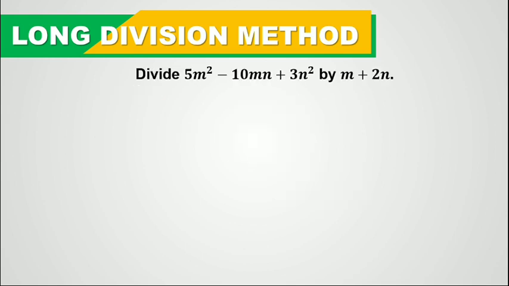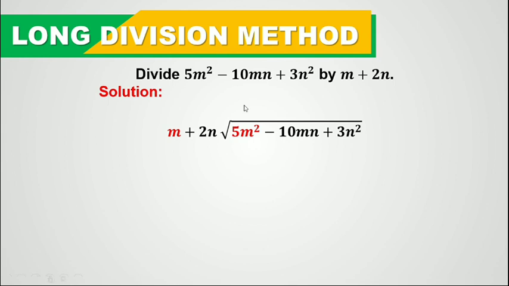Another example. Let's divide 5m squared minus 10mn plus 3n squared by m plus 2n. Again, we're going to write the dividend inside and then the divisor outside of the division symbol. Then 5m squared divided by m, that's 5m. Then 5m times m, that's 5m squared. Then 5m times 2n, that's 10mn. And then we're going to subtract them.